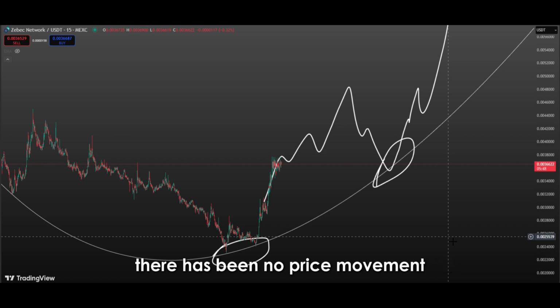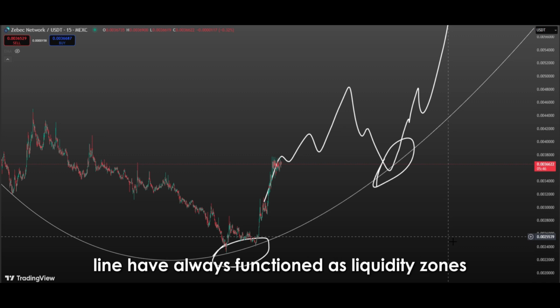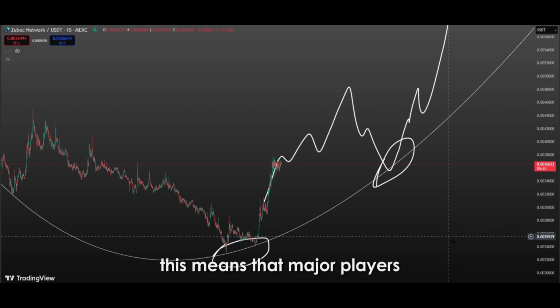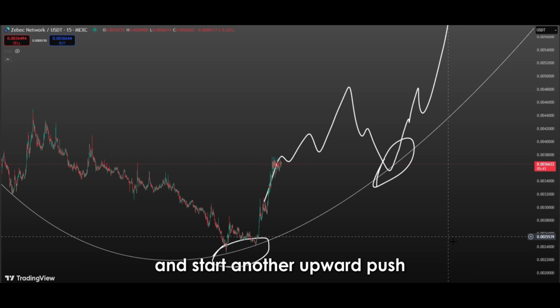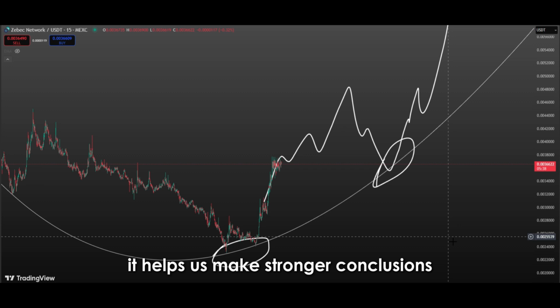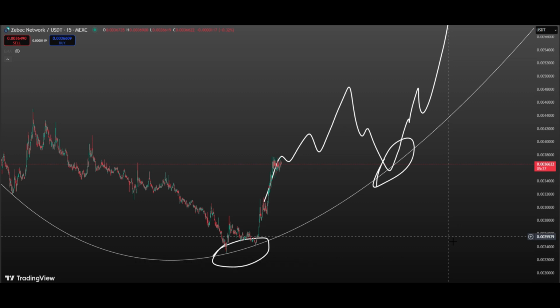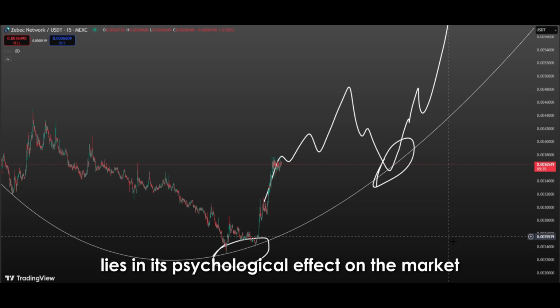There has been no price movement dipping below this curve on the chart, and areas near this line have always functioned as liquidity zones. This means that major players and institutional investors have preferred to open positions when the price nears this curve. Such behavior lays the groundwork for the price to find a base here and start another upward push. Especially if an increase in volume is observed in these regions, it helps us make stronger conclusions about the direction of the price.